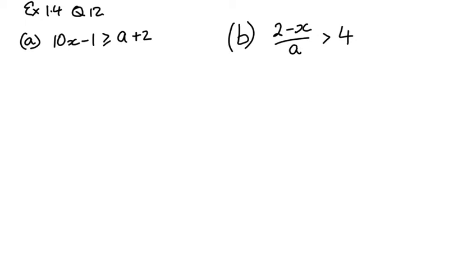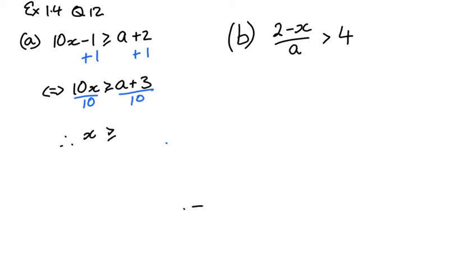I want to get the x on its own. The thing that's got the least to do with it is that minus 1, so I'm going to do the opposite of subtracting 1, obviously, which is to add 1. I'm going to add 1 to each side. I've now got an equivalent expression: 10x is greater than or equal to a plus 3. I don't want to know what 10x is, I want to know about just x, so the opposite of multiplying by 10 is to divide by 10, and I end up with x is greater than or equal to (a plus 3) divided by 10.